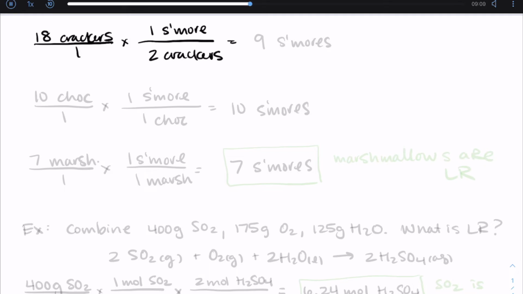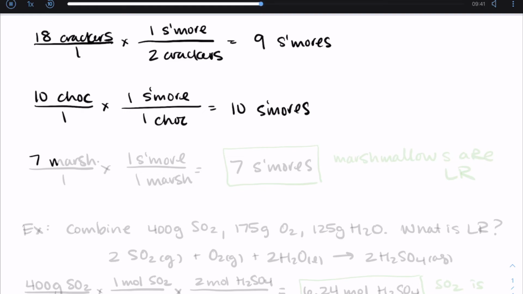Just from the chocolate and my balanced equation, 1 s'more requires 1 piece of chocolate. So from 10 pieces of chocolate, I could make 10 s'mores. My 7 marshmallows, 1 s'more requires 1 marshmallow. Therefore, I could make 7 s'mores from my marshmallows. The least amount of s'mores I could make is 7. Therefore, marshmallows are my limiting reactant. So the marshmallows limit the amount of product that I can make.